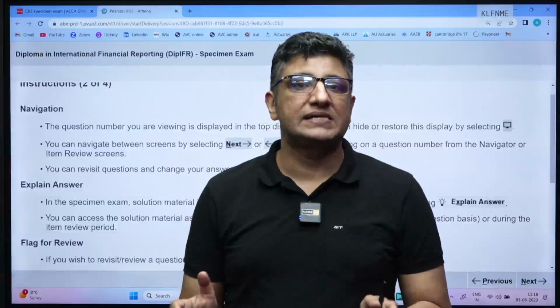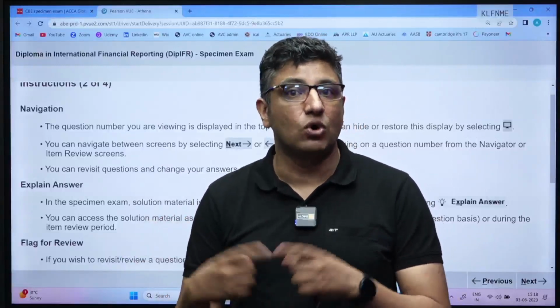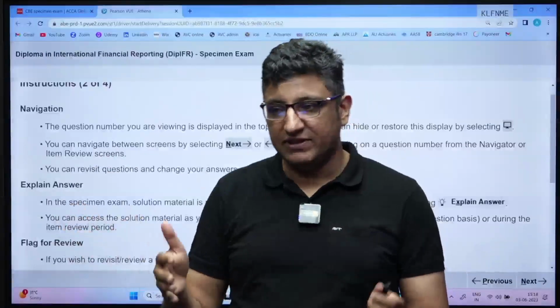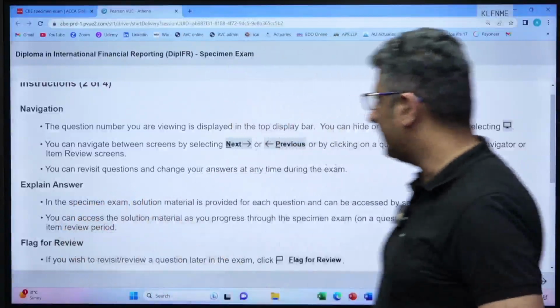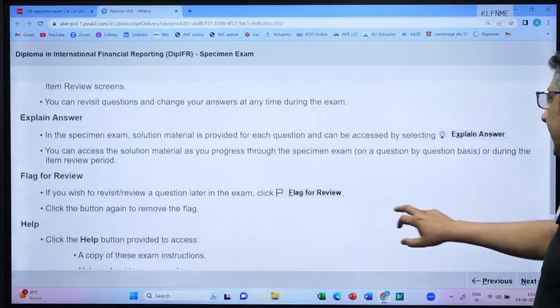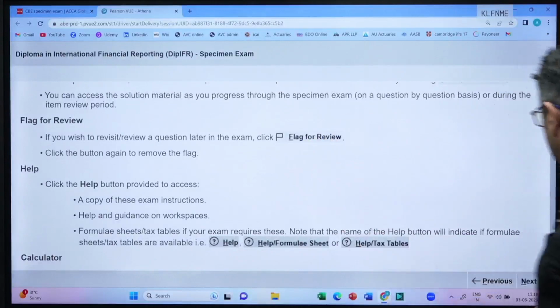The best part about the examination is I do not have to save anything. It saves everything on its own. So I don't have to keep reminding myself whether my answers are being saved somewhere or not, but we'll see that anyway. We can revisit the questions, as I already said, and I can just flag for review if I want to do something.